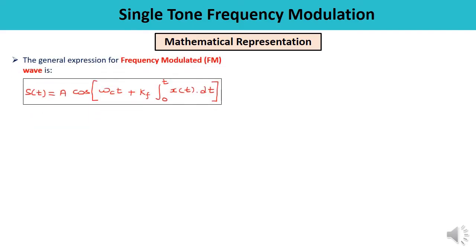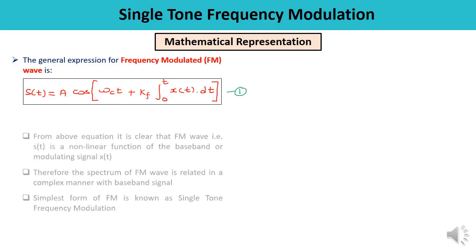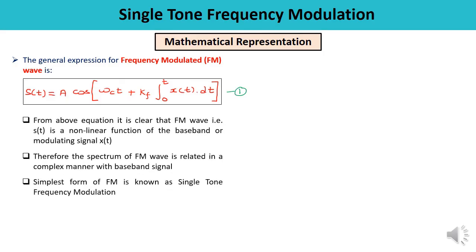So to start with, let us write down the general expression of frequency modulated wave, which we have derived earlier. This is the general expression: A cos(omega c t plus kf times the integral from 0 to t of x(t) dt). From this equation, you can state that s(t), the frequency modulated wave, is a non-linear function of the baseband or modulating signal. You can see from this particular equation 1.